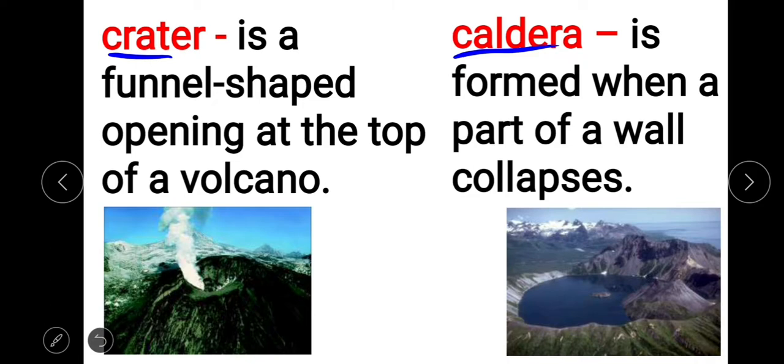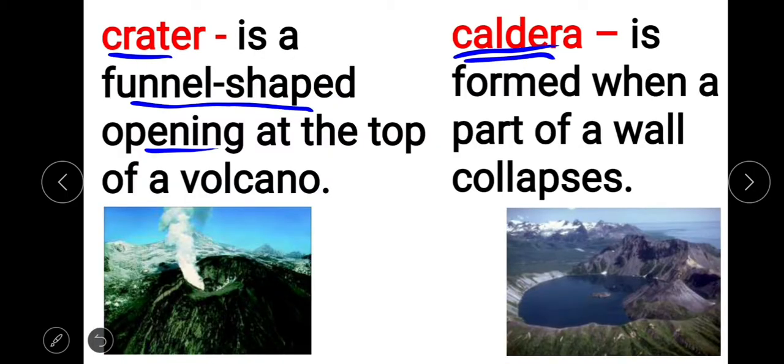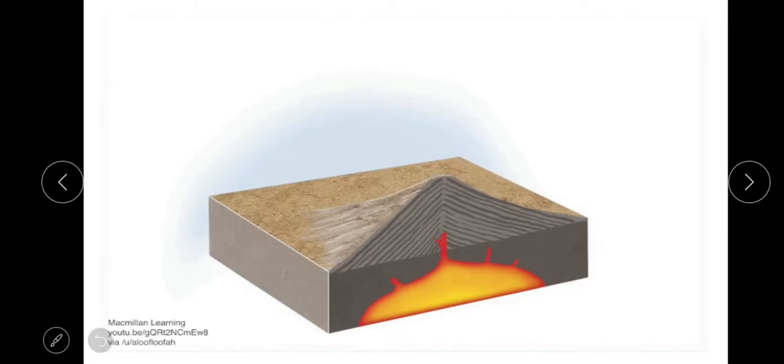Now, crater is a funnel-shaped opening at the top of the volcano. In this volcano, the crater can be found in here. And then you have also caldera. Caldera is formed when a part of the wall of the volcano collapses. Okay, when part of that volcano collapses, it will become a caldera. For example, like this picture.